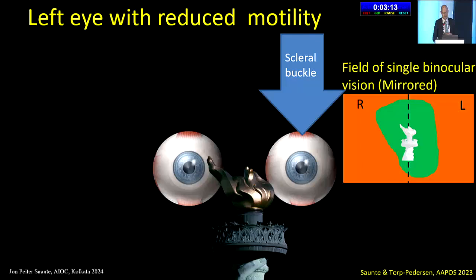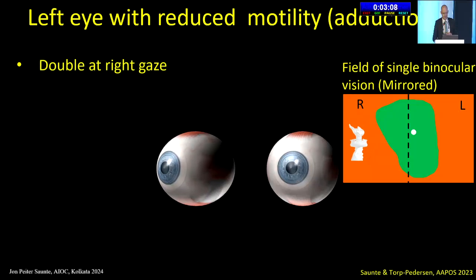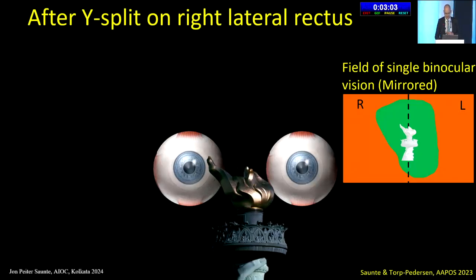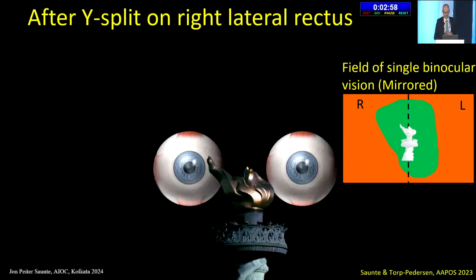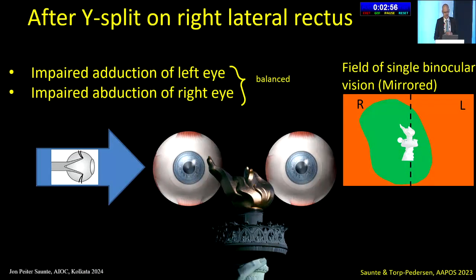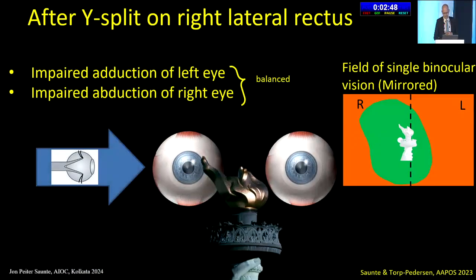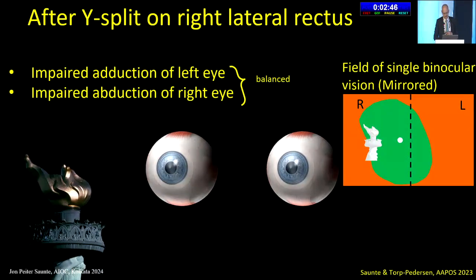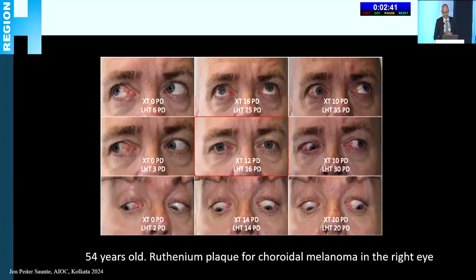So let's see if we have a scleral buckle of the left eye, and this patient looks to the right. The eye does not move so much, so they will have double vision at right gaze. So can we help this in a way? Well, what we can do is to put a Y-split on the sound eye on the lateral rectus, and what happens then is that you slow the lateral rectus down, and the adductions are balanced at that side.